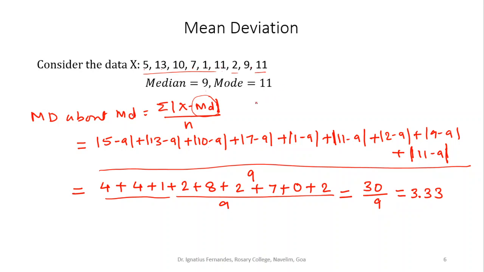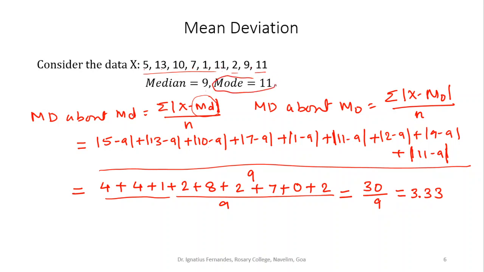The same way, if I have to find out mean deviation about mode, what is the formula? It is the summation of |x minus mode| upon n, instead of median, now it will be mode. Mode in this case is 11. So if I have to find out mean deviation about mode, from each of these values now you will subtract 11.